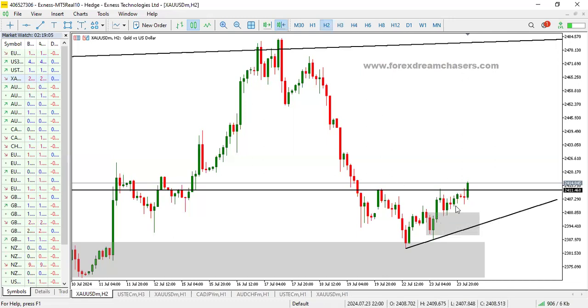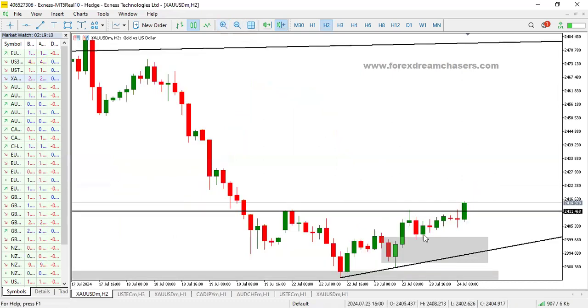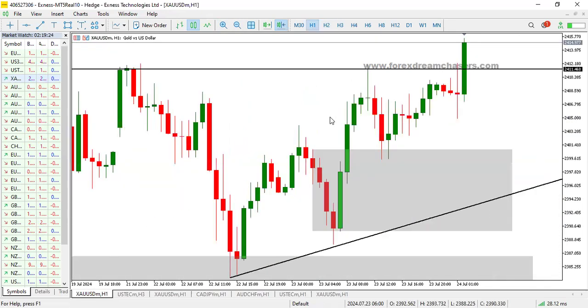Now that you see what happened here, let me zoom in again. Here, we have another continuation pattern that was tested by this one. They are showing the signs of pushing up. This is the 2-hour time frame, guys. Let's move to 1 hour and see what we have on the 1 hour time frame.